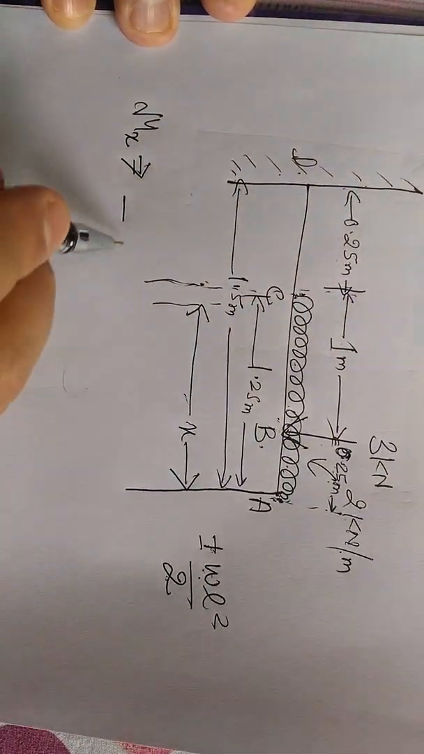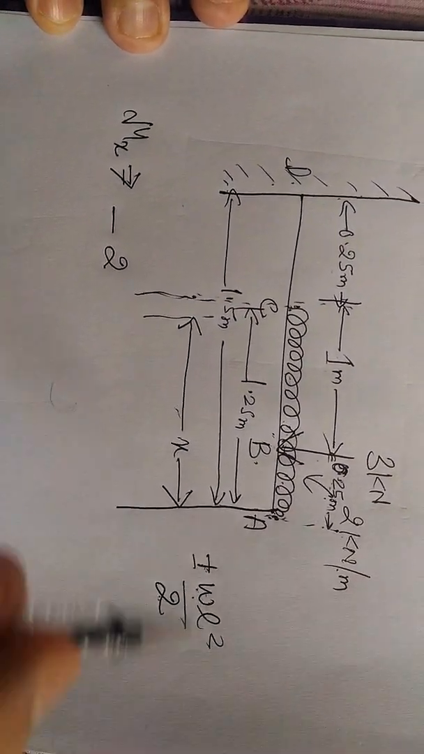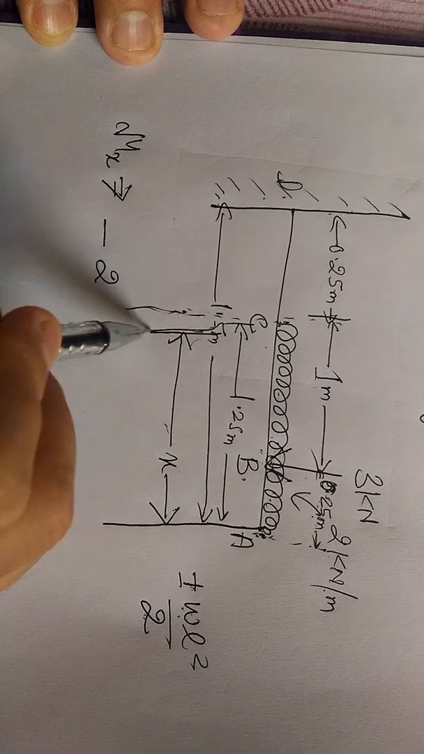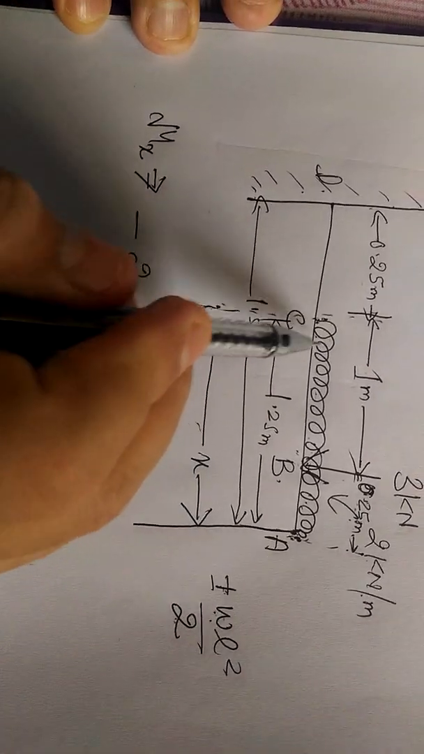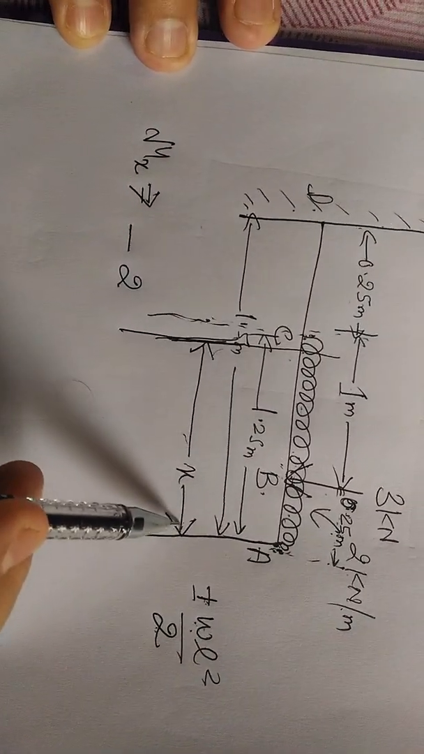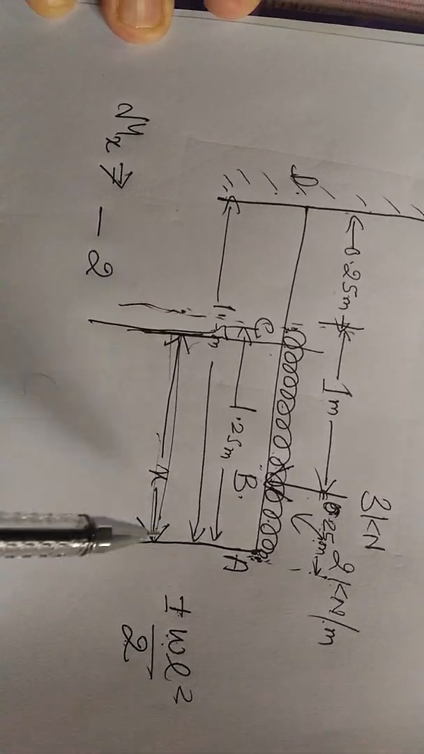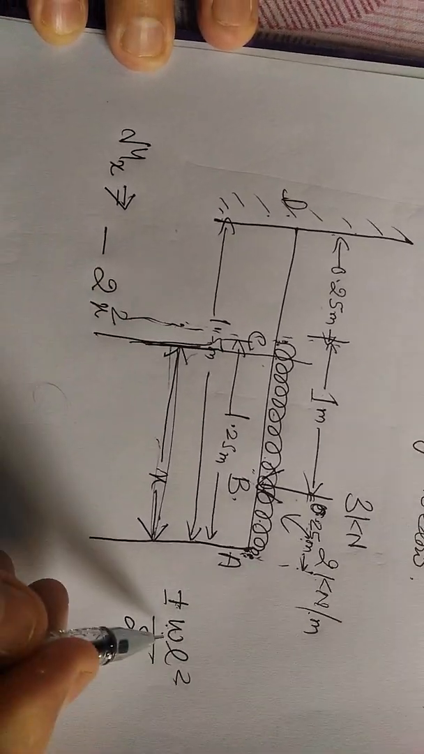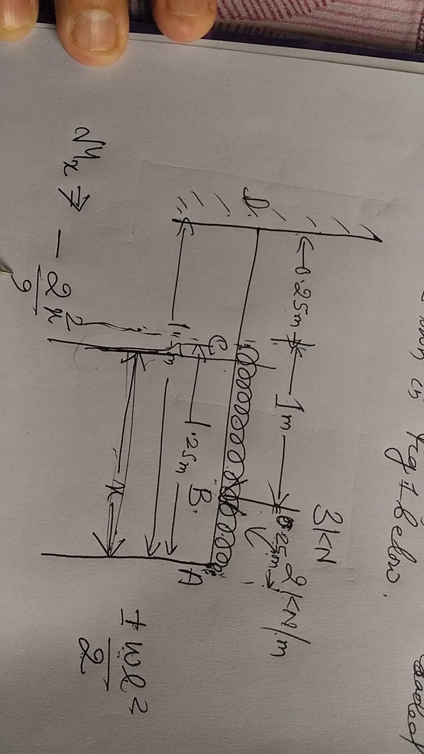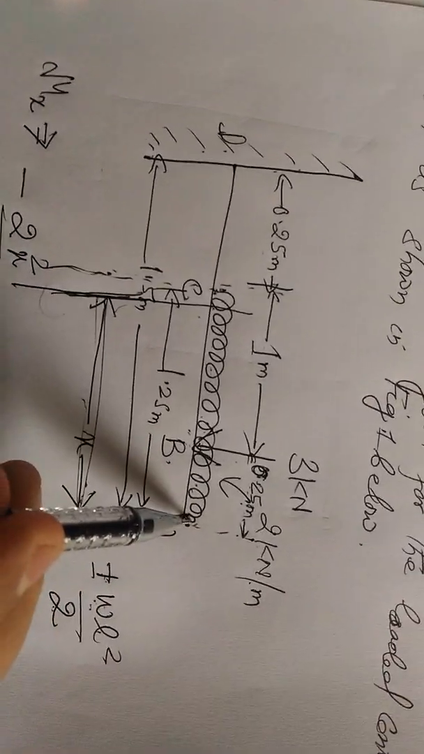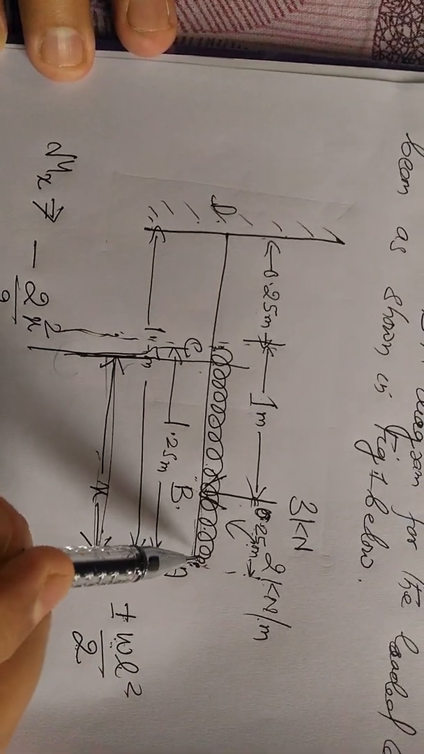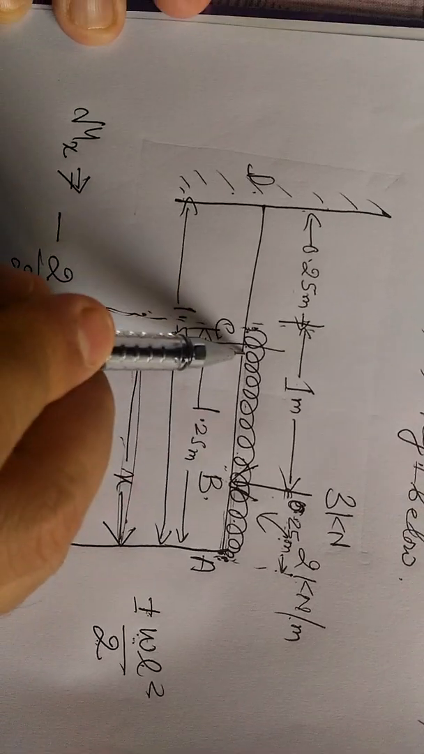W is the intensity of loading, that is 2. L is the section that is intercepted in between. So from here till here we are considering a section at a distance x. So the length of the cantilever in this portion is x, so 2x square. So WL square by 2, 2x square by 2. Now we have written the bending moment equation for the UDL for this whole section till x.